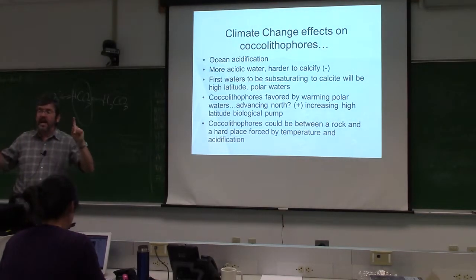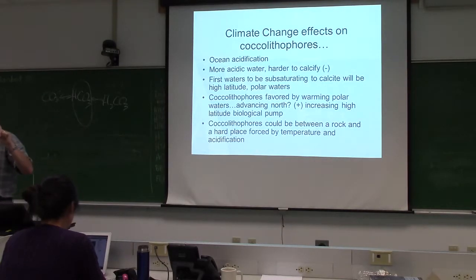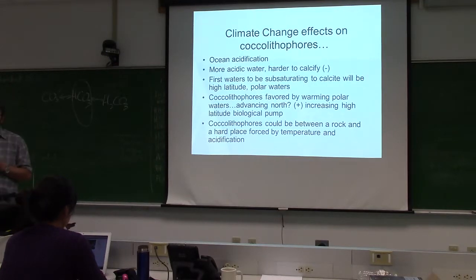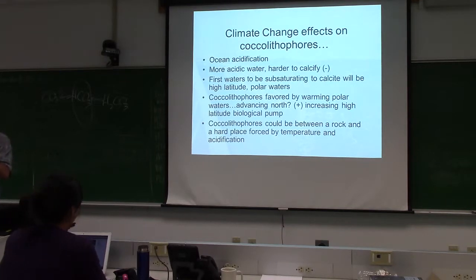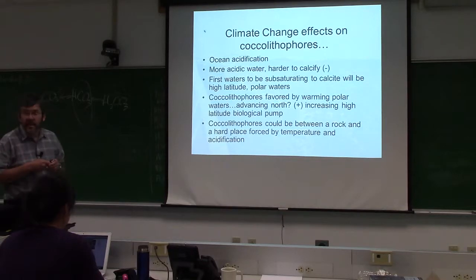Even in the Gulf of Maine, we see times of year, in the very coldest times of year, where it is subsaturating for calcite. So that's in months of January to March, when the coccolithophores wouldn't be blooming anyway, but it is just worthy of note that in the Gulf of Maine there are regions where the waters can already be subsaturating.